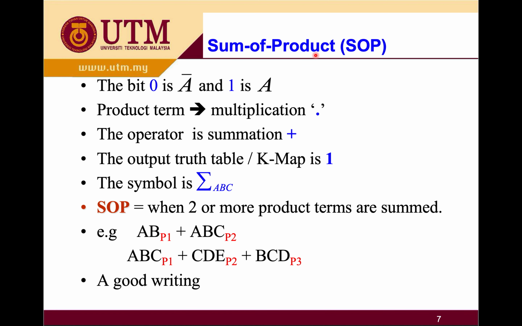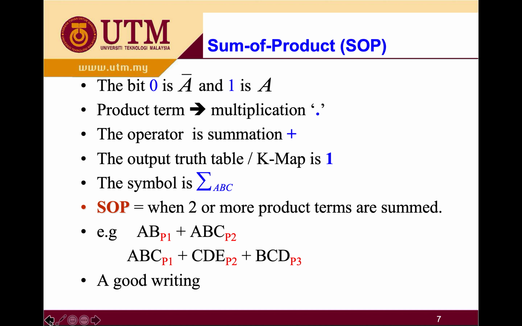Okay, sum of product or SOP. The bit of 0 is A bar, or maybe you can also have B bar, C bar, D bar, until Z bar. It is a 0 bit. But 1 is when you have A, B, C, D until Z. So product term, which is multiplication, you can see over here it's a dot. Sometimes it's just A, B, not putting the dot, but you need to know it is a multiplication.